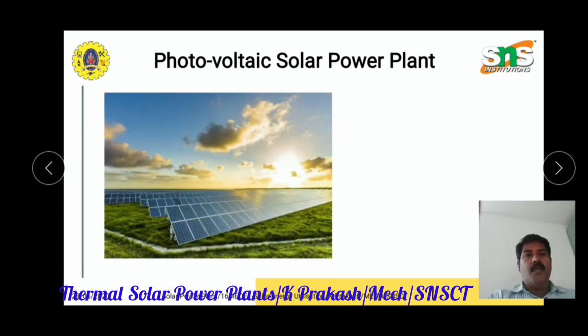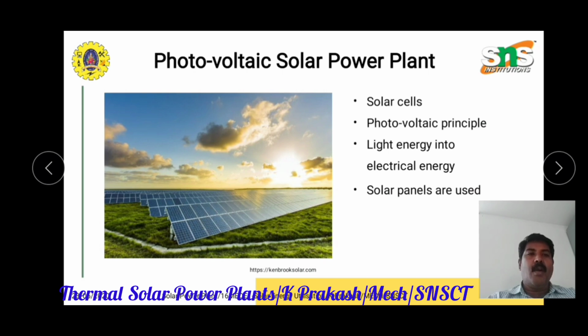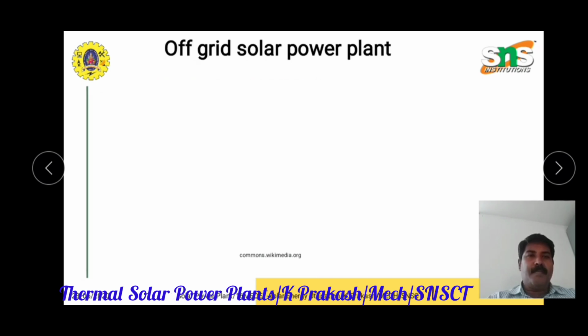And the third one is the photovoltaic solar power plant. So what is a solar photovoltaic power plant? Here we are using solar cells. Silicon is the material used in the solar cells. These solar cells work on the principle of photovoltaics. So what is photovoltaic? It is the direct conversion of light energy into electric energy. This direct conversion using solar panels is called a photovoltaic solar power plant.